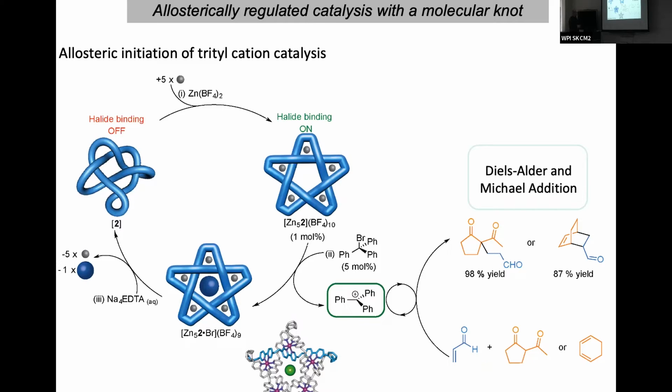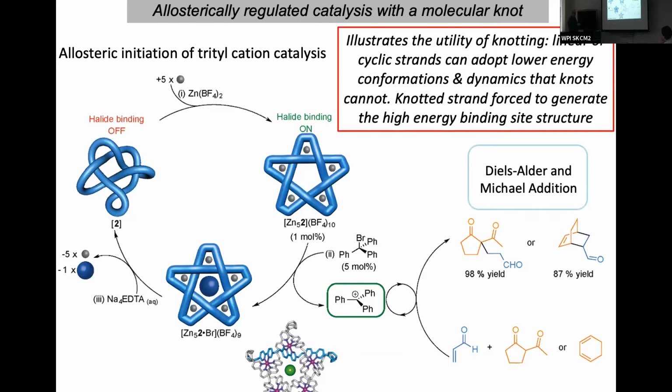Once the bromide is in the center here, we can then remove the metal ions again with sodium EDTA and reform the knot. So this is an example of allosteric binding. So the binding of the metal ions by the knot creates another binding cavity for something else. And it's sort of an example of what knotting can actually do.